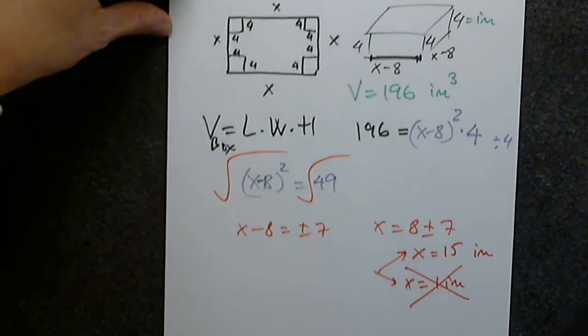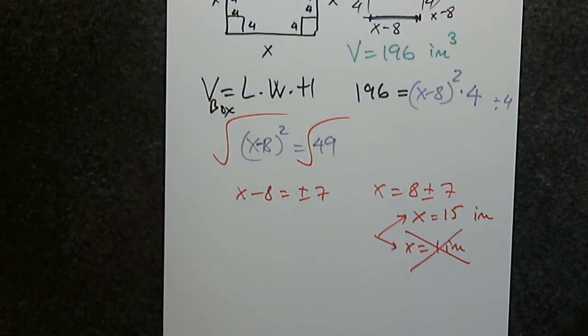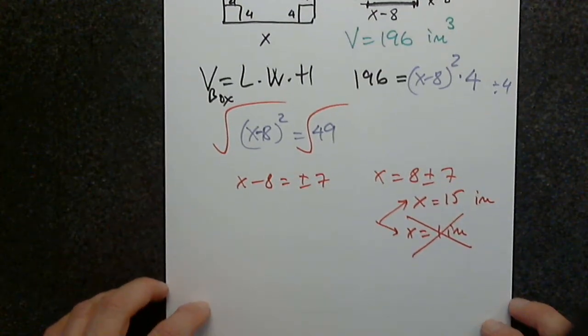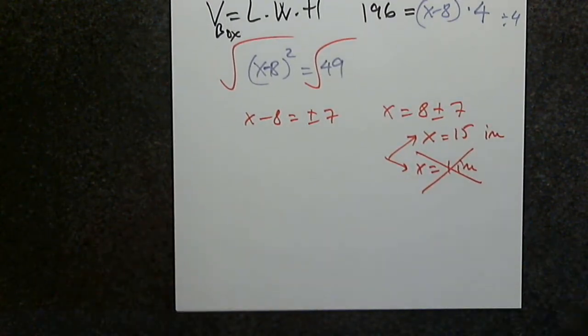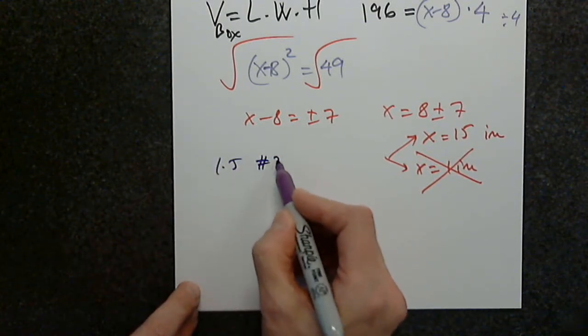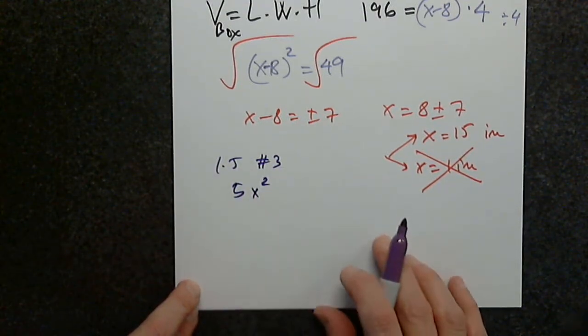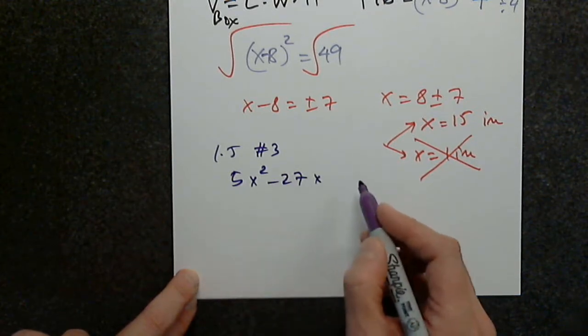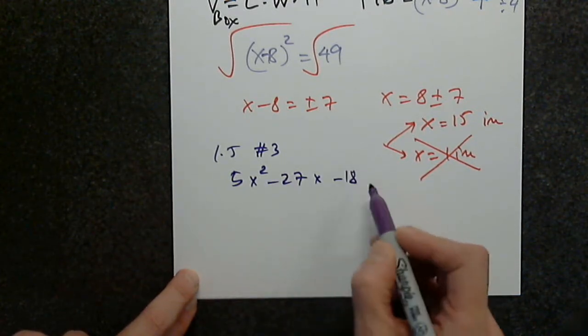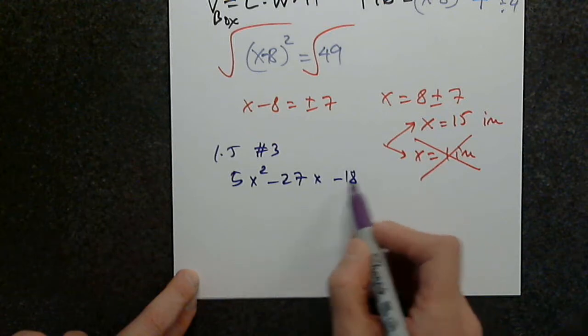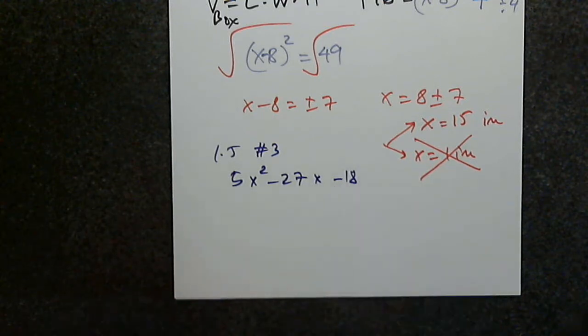Okay, very good. Other questions, please? Is there anything else that you worked on? If not, I'd like to go back to the, yes, Priscilla? It was number 3 for 1.5. It was 5x squared minus 27x minus 18. That's it. So we're asked to factor?